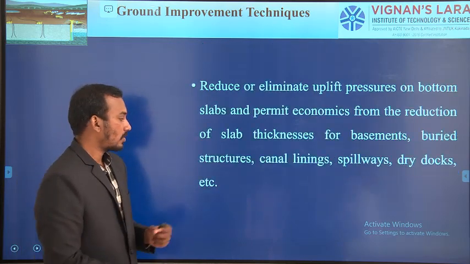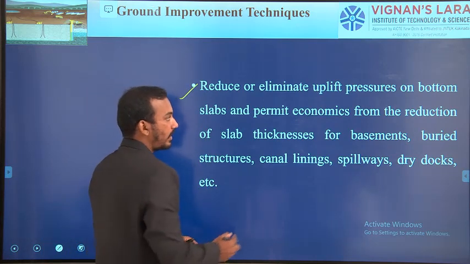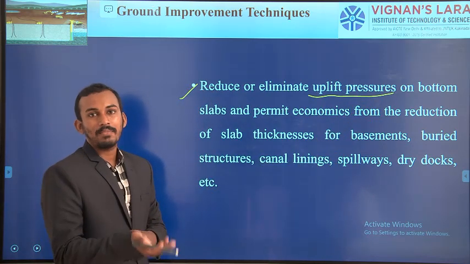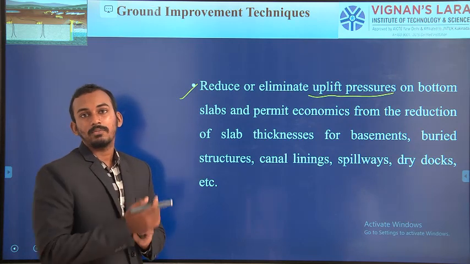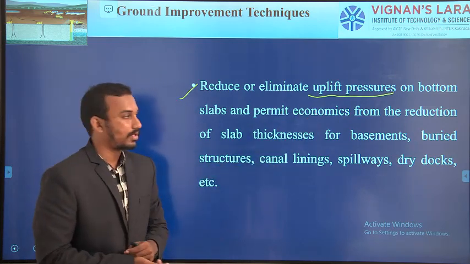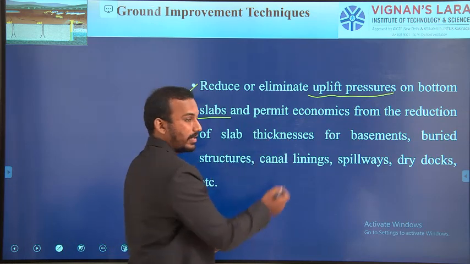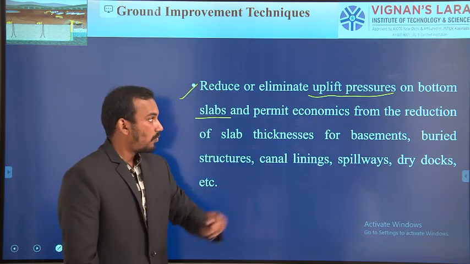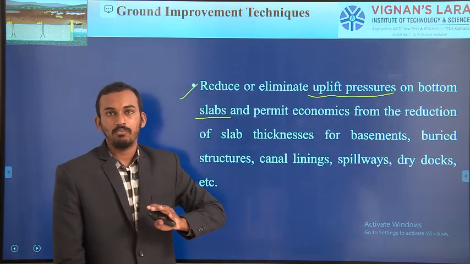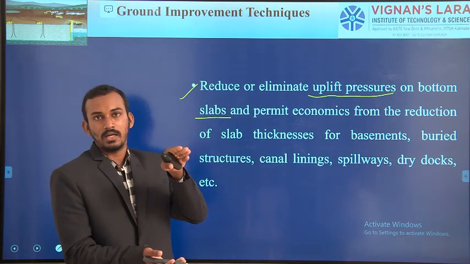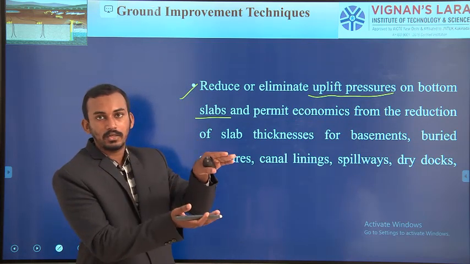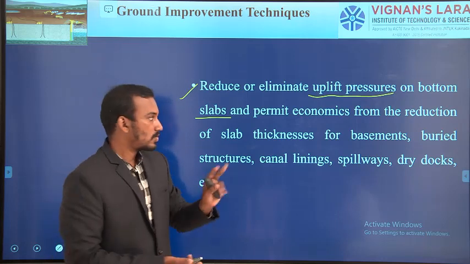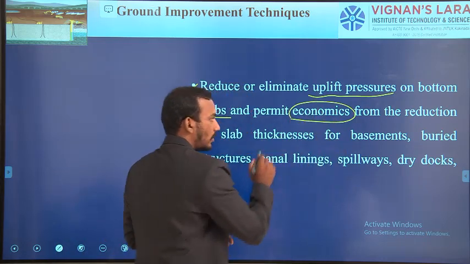Okay. So coming to the next one, reduce or eliminate uplift pressure. Uplift pressure is nothing but due to the capillary rise. Once there is a capillary rise, that imparts some pressure at the bottom of the pavement, which is known as uplift pressure on the bottom of slabs, and permit economies from the reduction of slab thickness for basements. Once there is uplift pressure that we cannot remove, we increase the thickness of the slab. If you provide more thickness, then even though there is seepage pressure, it can bear the seepage pressure.